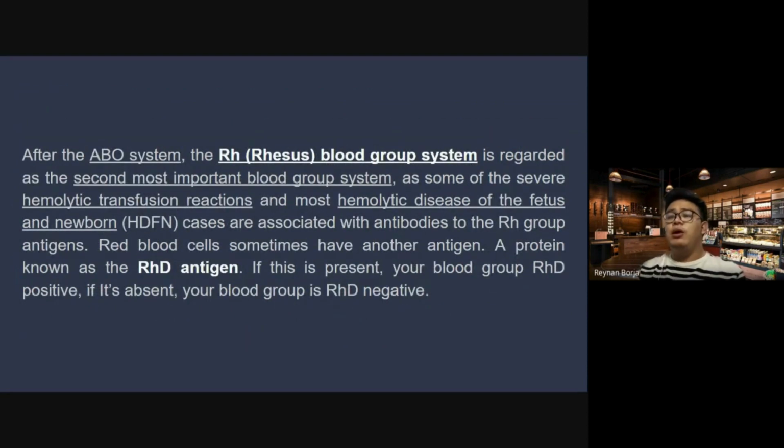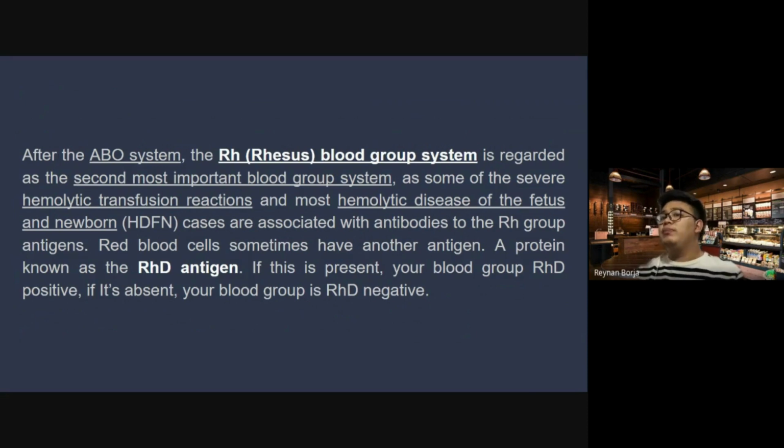So, dito naman, sabi daw, after nung ABO system na sinabi ko earlier, the RH blood group system or your Rhesus is regarded as the second most important blood group system. The first, the most important blood group system, is your ABO system. Second po si RH. Remember that. As some of the severe hemolytic transfusion reactions and most hemolytic disease of the fetus and newborn or your HDN or HDFN cases are associated with your antibodies to the RH group antigens.